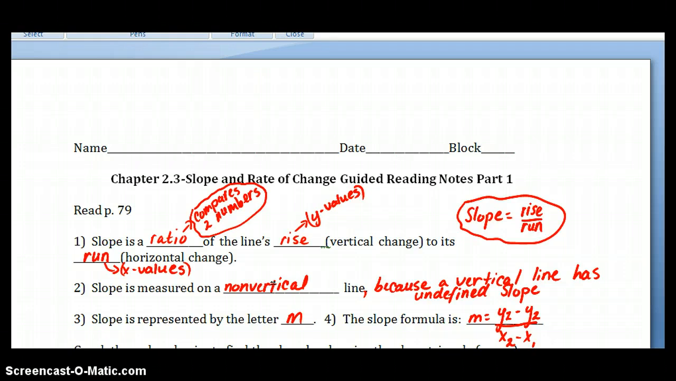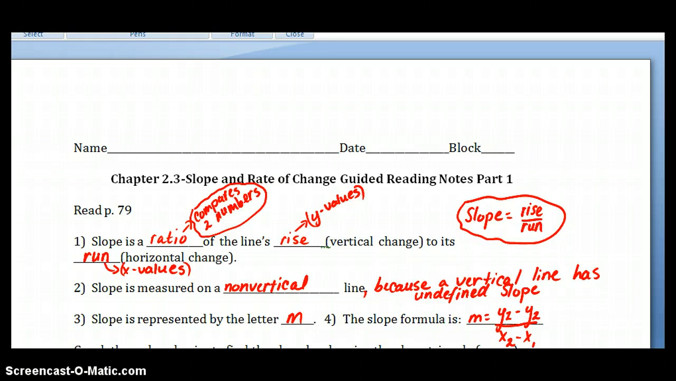Okay, what I'd like you to do again is pause the recording, write that down, because I'm sure you don't have that last part of the definition, and then start the recording up again. And then finally, for number 3, slope is represented by the letter M, and there's no connection between slope and M, but that's what the letter is.